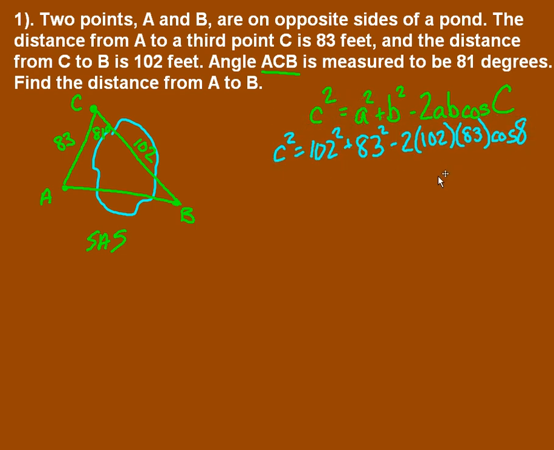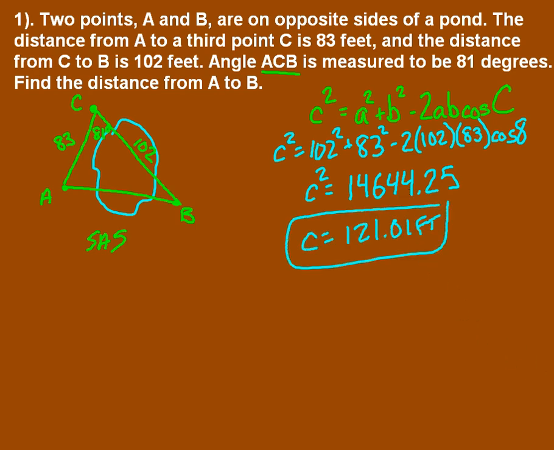There we go. Okay, so when I simplify that, I can just punch this all straight into my calculator and get c squared equals 14,644. Take the square root and get a final answer of 121.01 feet as a result. Okay, so just to go one step at a time, figure out exactly what you need.